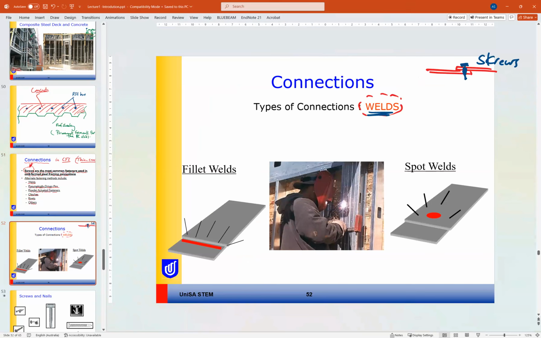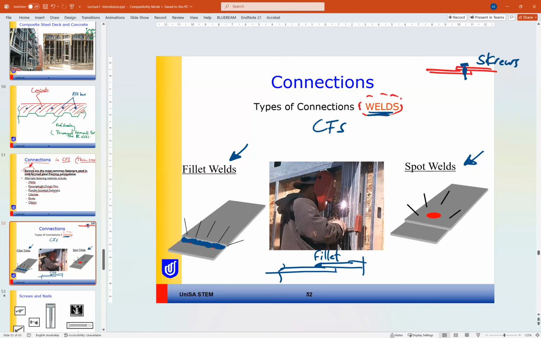Another option is welding. So welding can also be used for cold formed steel. It can be fillet welding or spot welding. So if you are connecting these two plates together, you can weld the two plates with fillet welding between the two plates, so this one and this one. So you can have a fillet weld here between them.